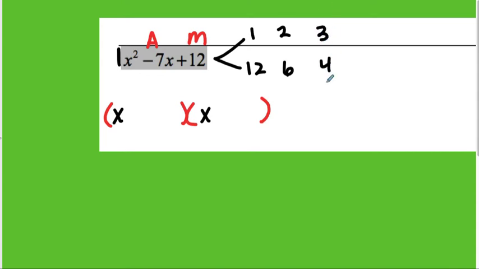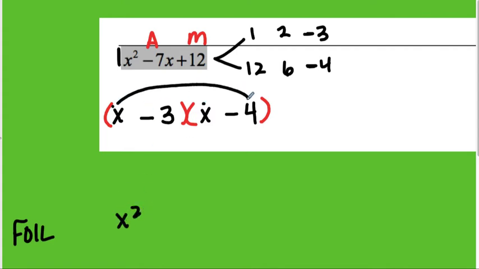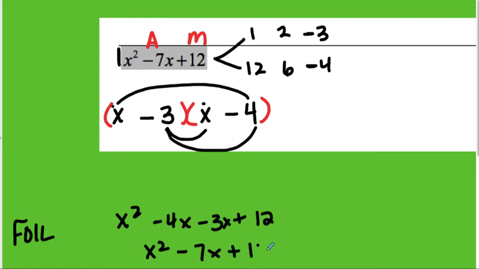Okay, so I see that 3 and 4 do multiply to a positive 12. But in order for them to add to negative 7, these would both need to be negative. So (x minus 3)(x minus 4). And now I'm going to FOIL to check. x times x gives me x squared. x times 4 gives me negative 4x. x times negative 3 gives me negative 3x. And then negative 3 times negative 4 gives me positive 12. So x squared minus 7x plus 12. I FOILed, I checked it, so that is my answer.